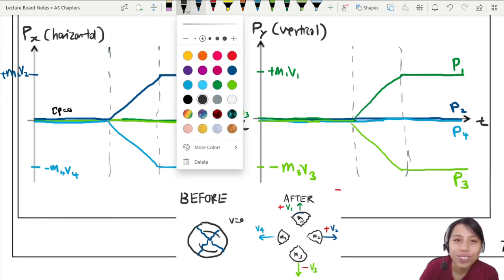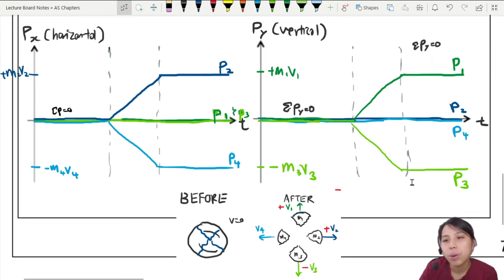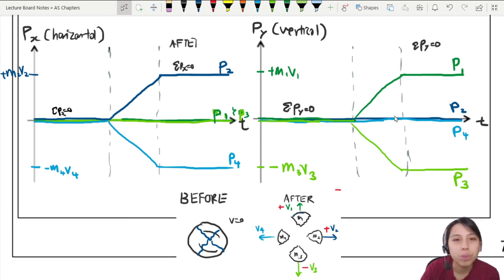But you need to know that this is just called an explosion. So the total vertical momentum is 0 in the beginning. After that, the total momentum here is also 0 because one is positive, one is negative. Add together, they should be 0. So the total in x is 0, and the total in y is also 0 after the explosion happened. So this is the after.